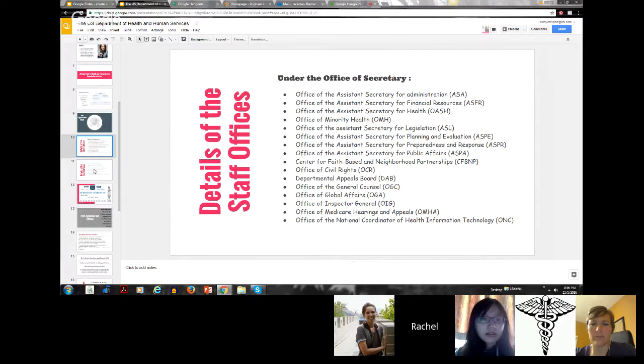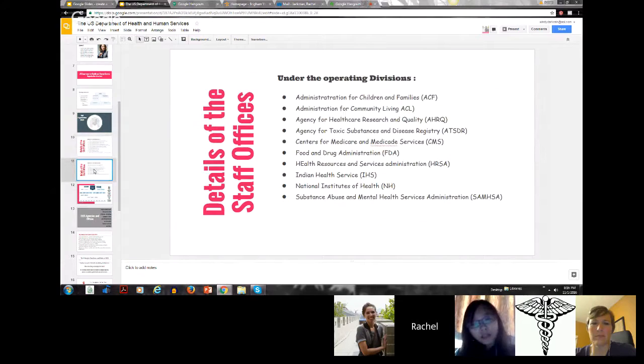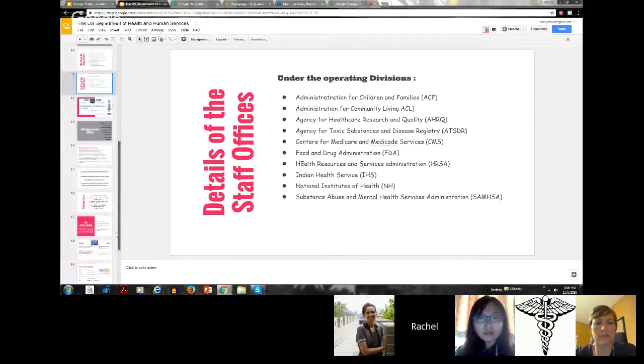Going to the next slide, we will see the other branch, which is operating divisions. Under the operating divisions, there is also the Administration for Children and Families. It's more specific, and they do individual things that will help those individual groups. Like the next one, the Administration for Community Living, which is specific to community living. So the operating division offices are more specific in purpose.